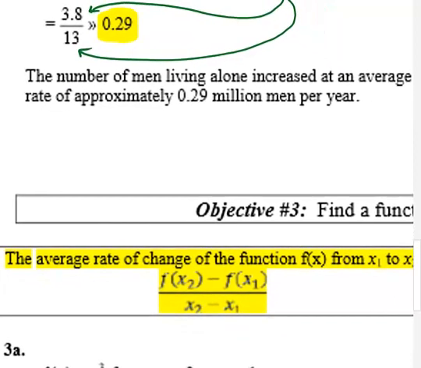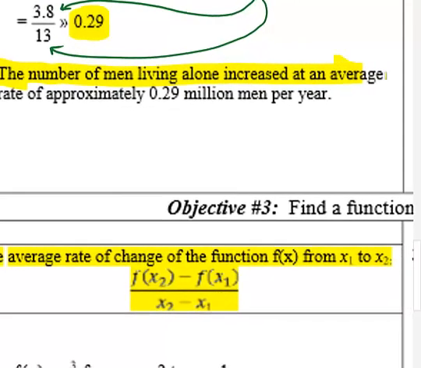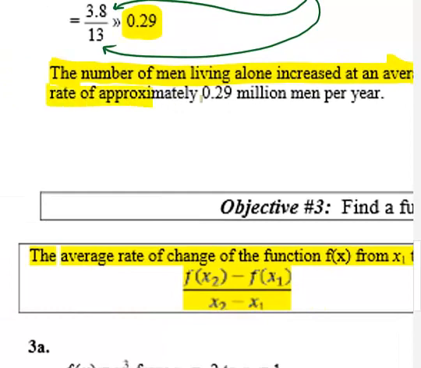That's actually one of the harder things I think to do in math, if you have a real life situation and you're doing some kind of mathematical operation with it, figuring out what that represents in real life is one of the harder things. I mean, that's my opinion. But the interpretation would be the number of men living alone increases at an average rate of approximately 0.29 men per year.